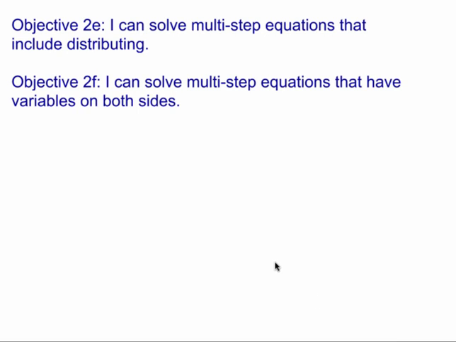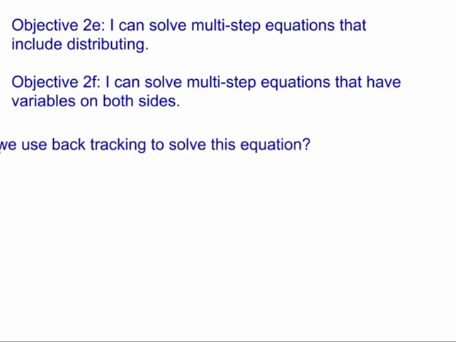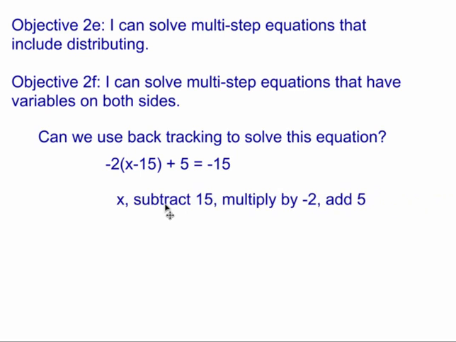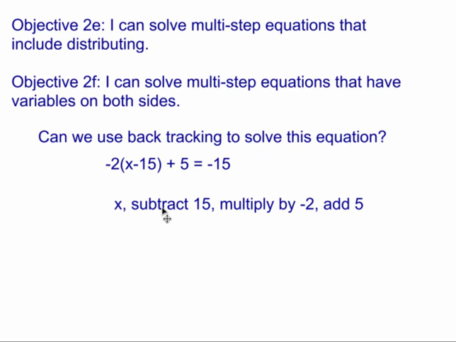Okay, this is the video for objective 2E and 2F. So, can we use backtracking to solve the following equation? This equation says that, and you don't have to write all this down, it's just to lead into something here, that we take x, we subtract by 15, we multiply by -2, and then we add by 5 and get this answer. So what if we want to solve for x? How would we do this in the correct order?